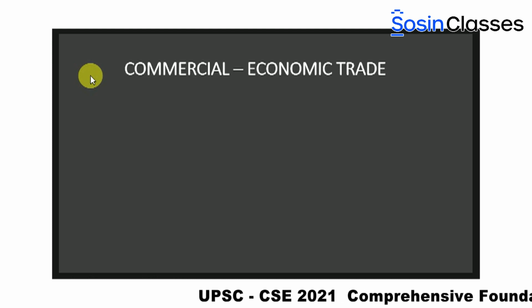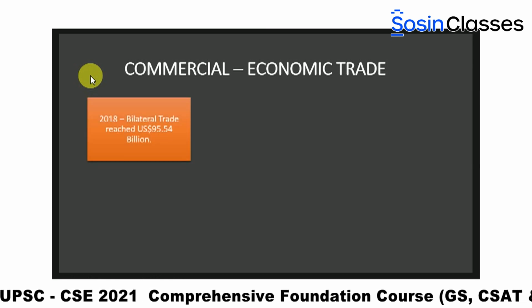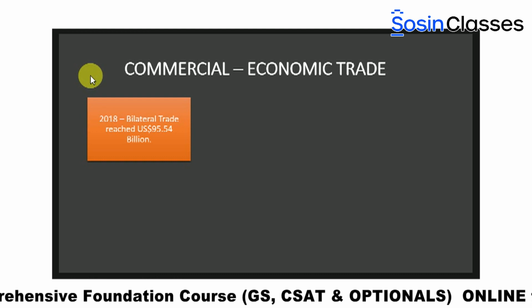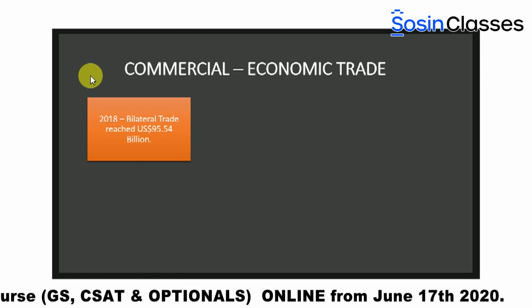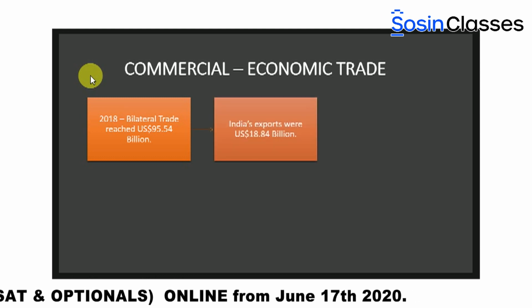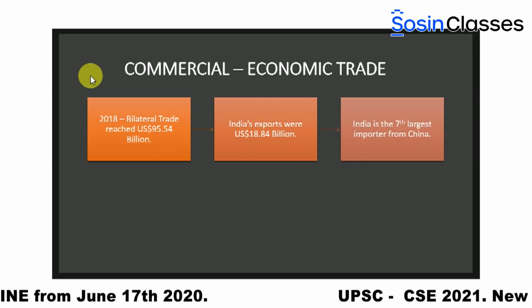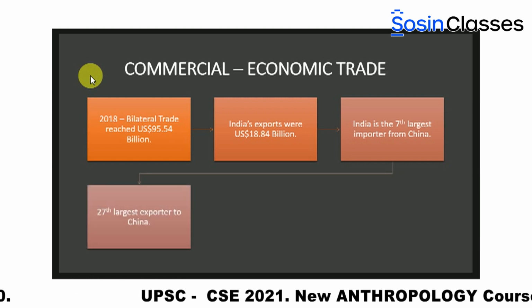The trade and economic relationship between India and China has seen rapid growth in the last few years. In the year 2018, bilateral trade reached an all-time high of $95.54 billion of total bilateral trade volume, and India's exports were $18.84 billion. India was the 7th largest export destination for Chinese products and the 27th largest exporter to China.